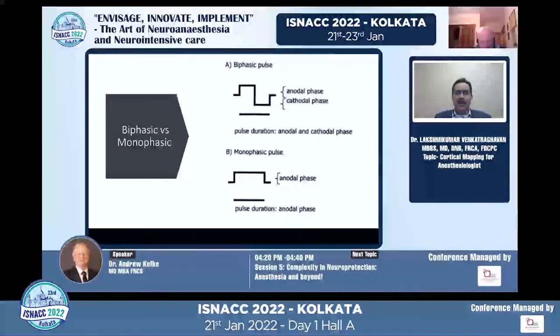When you're considering the stimulation, there is biphasic versus monophasic stimulation. Biphasic, as the name suggests, has two phases: a positive anodal phase and a cathodal phase, and the pulse duration is the whole time across the anodal and cathodal phases. In contrast, monophasic pulse stimulation is a single phase, only on the positive anodal side, and that whole duration is considered the pulse duration.